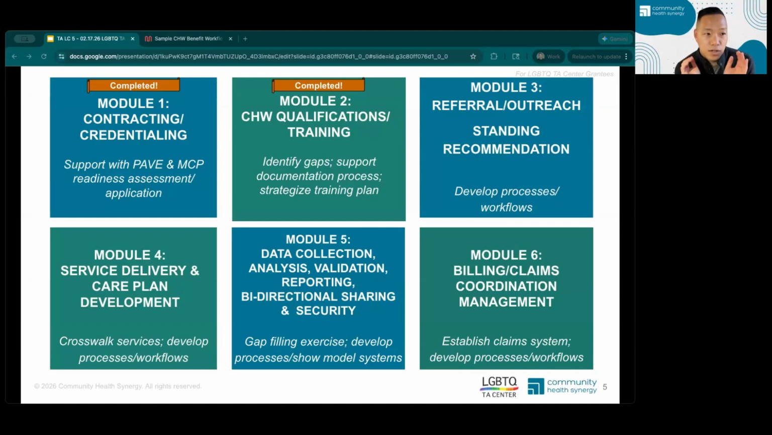And then today we're talking about the standing recommendation policy and what that looks like in practice, and the referral and outreach process, especially when you're working with your managed care plan and a licensed provider, whether that's in-house at your organization or whether you're partnering with another organization. So this is the module that we'll be focused on today, module 3.